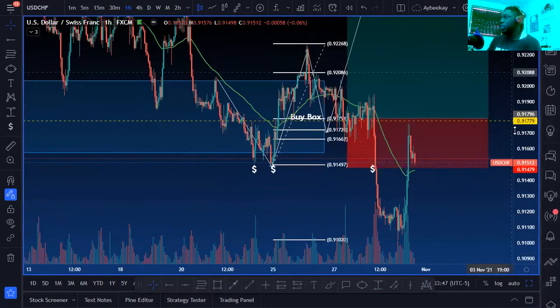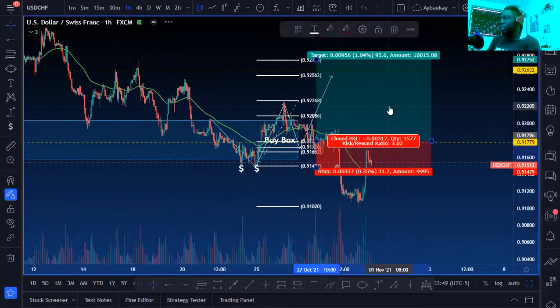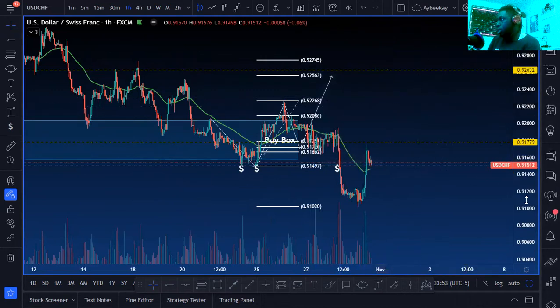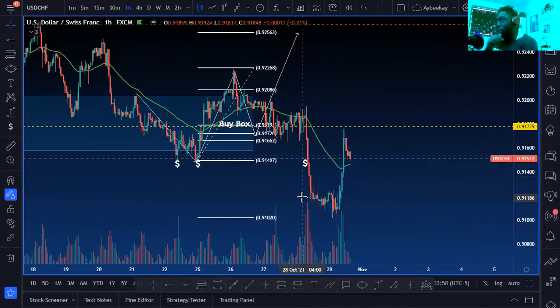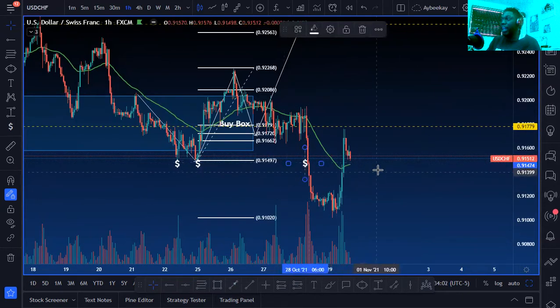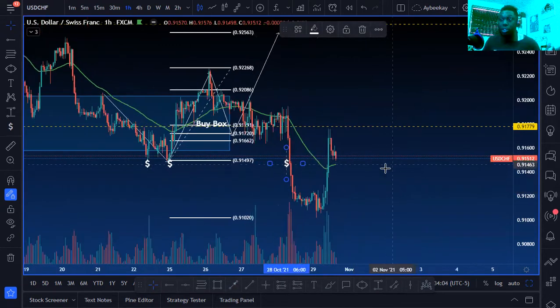USDCHF. This was an intraday trade that I had taken last week. Took an L. It is what it is. Can't win them all. Lost 31 pips, about 0.5% off of this trade, personally on my account. But on USDCHF, again, I was saying some similar things.